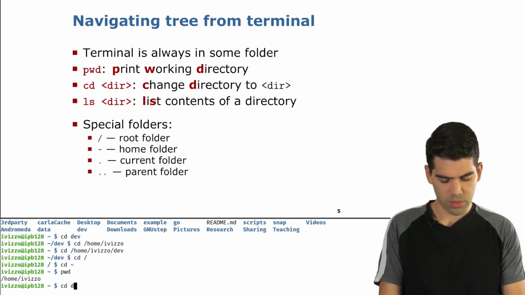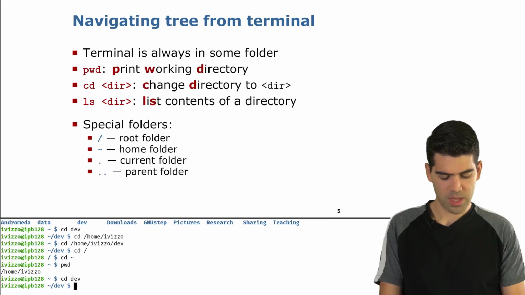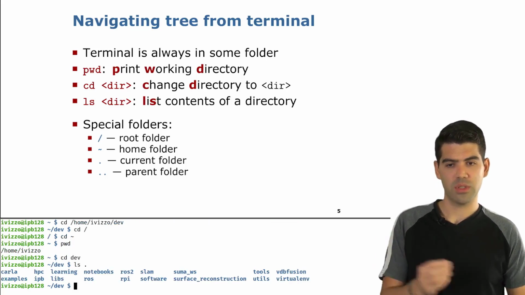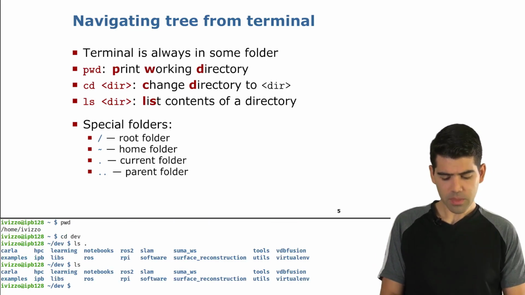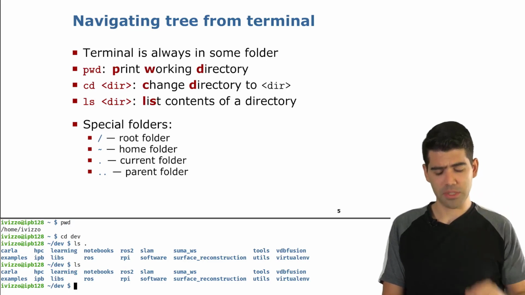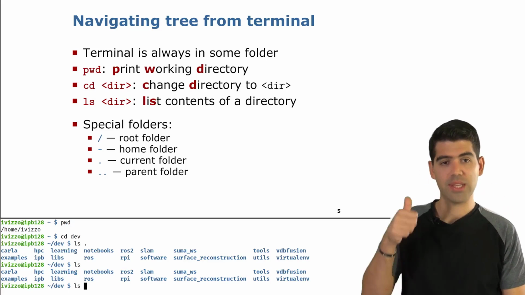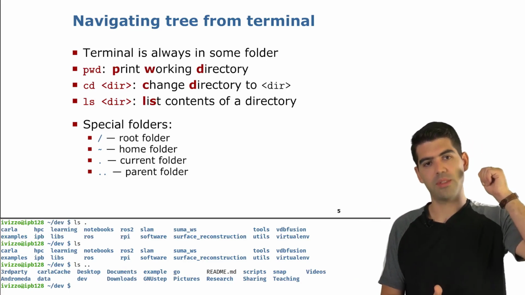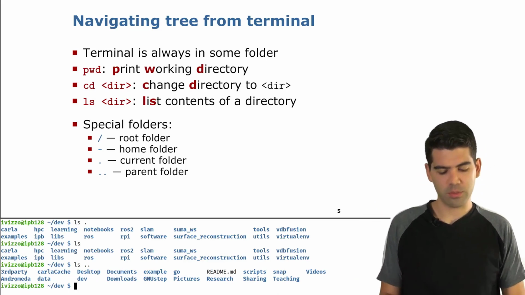So if I go to dev, if I do ls, for example, and I provide an argument that is dot, it's going to be the same as ls, because I'm basically listing this current directory. And if I do ls dot dot, basically going up, it's going to be listing my home directory. So this is basically super simple.